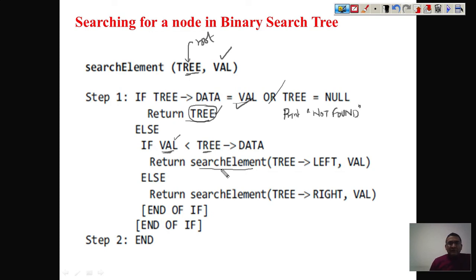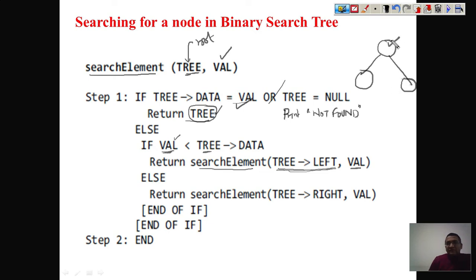Now one thing to keep in mind, we are doing a recursive call here. This is our procedure search element, where we are passing the root node address and the value which we are looking for. Now we are again calling search element, the same method is being called, and here we are passing the address of the left subtree and the value which you are looking for. So what is actually happening, this is the scenario.